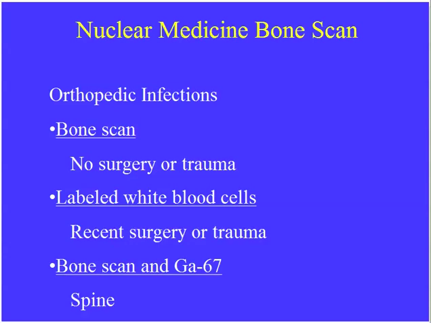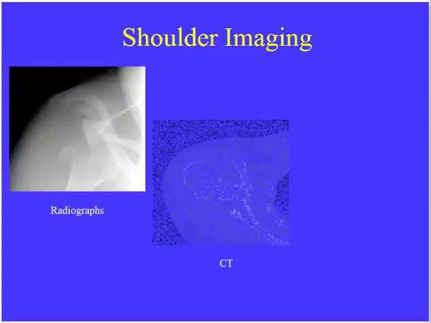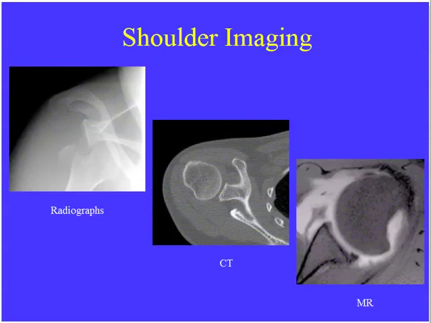And then finally, for infections, if there's been no trauma or surgery, the bone scan is going to be the first scan to use. If there has been recent trauma or surgery, you can go to labeled white blood cell, which will have a higher specificity for infection. This doesn't work too well in the spine, however, so if there's been recent surgery or trauma in the spine, we can do a bone scan combined with gallium scan and look for discordant uptake for infection. So that kind of covers the imaging modalities that you need to know about.